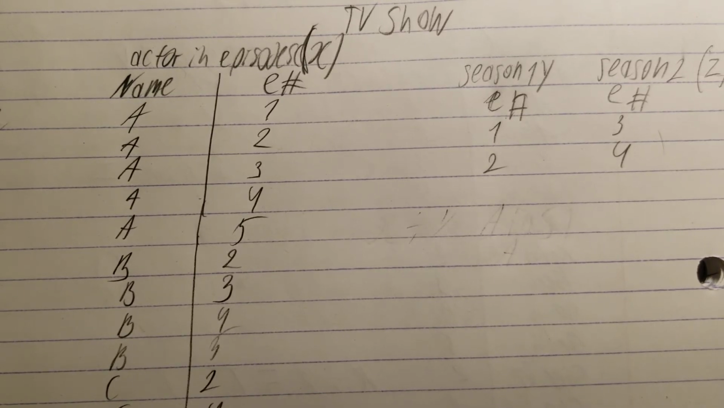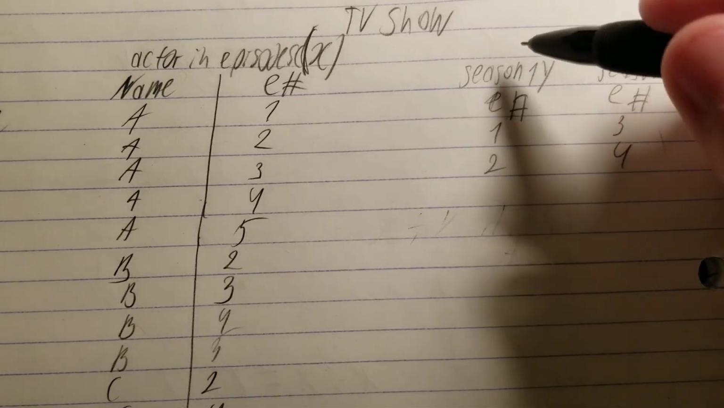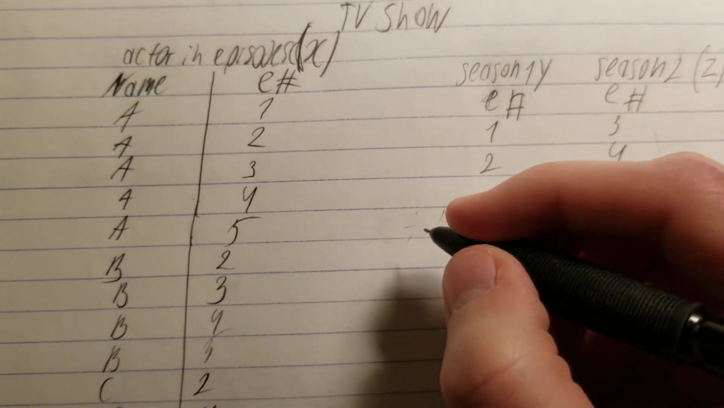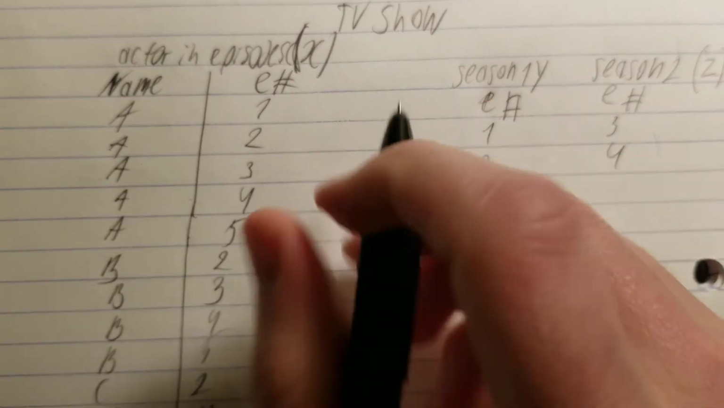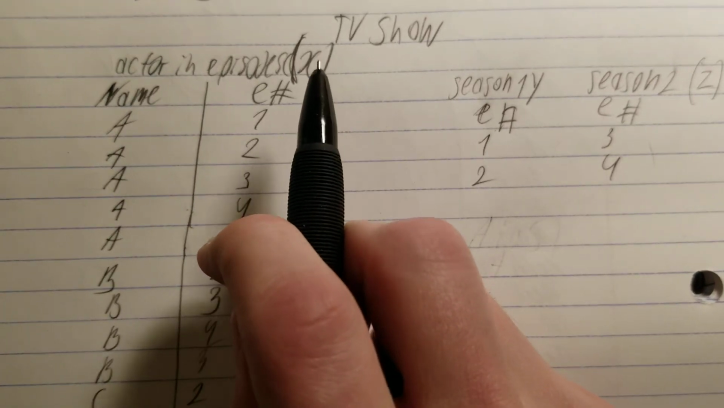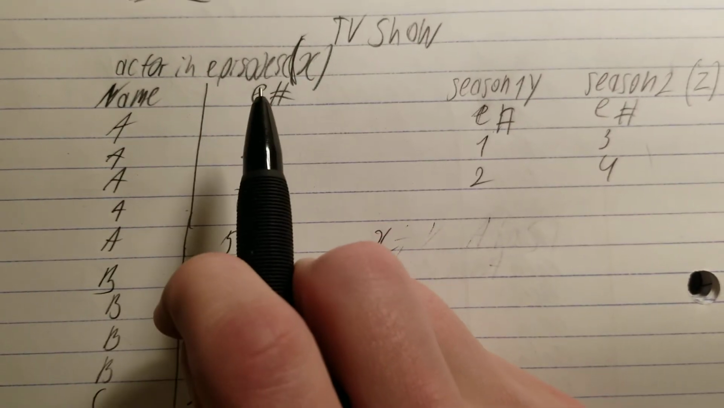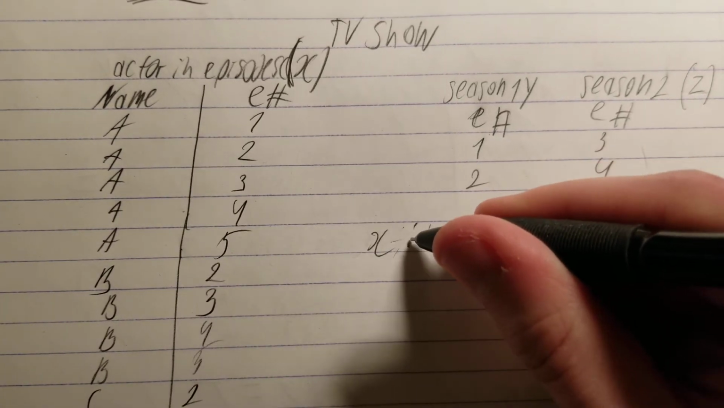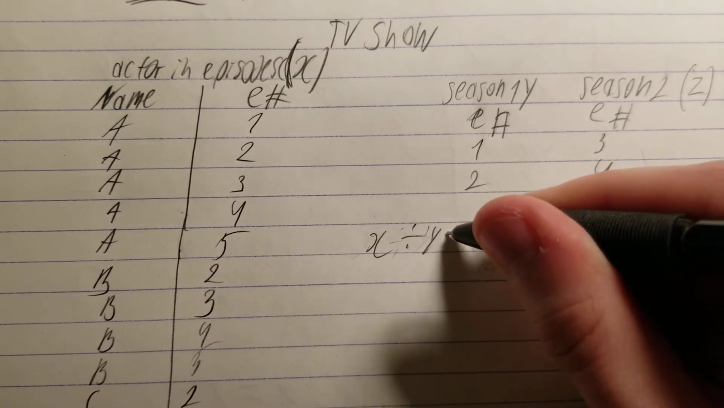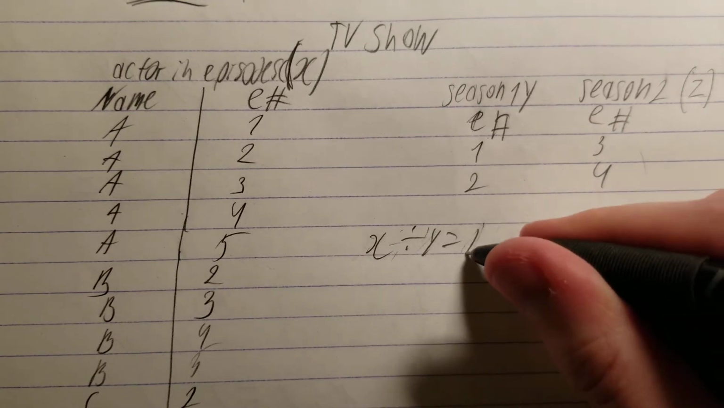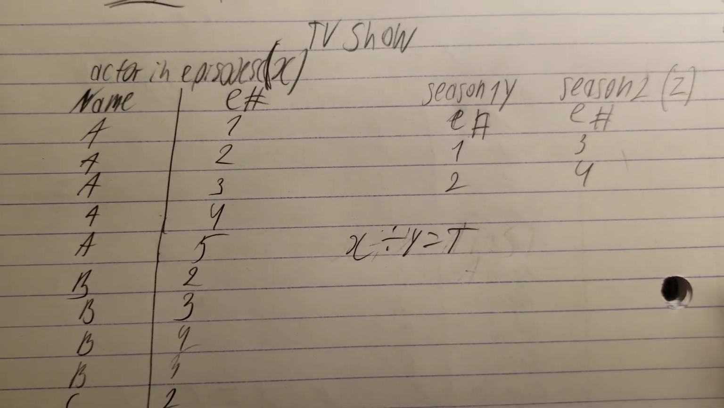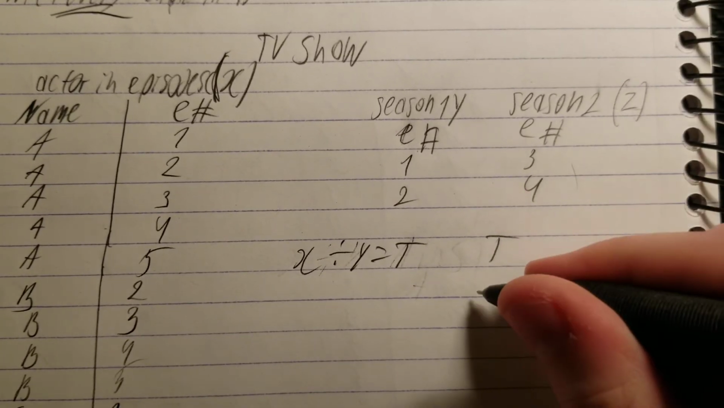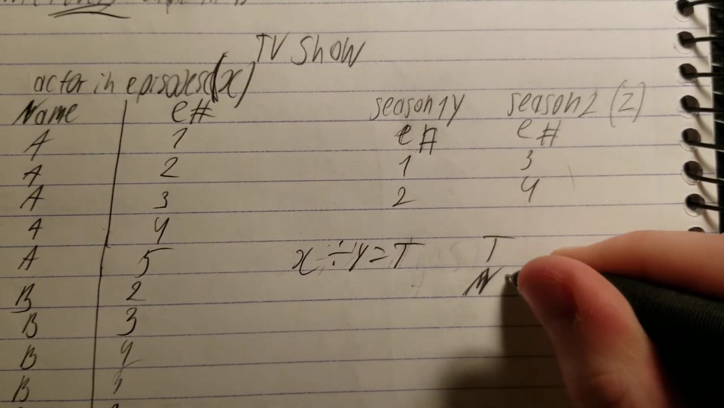Now say we want all actors who were in every single episode of season 1. So what we do is X, this table is denoted by X, actors in episodes. Season 1 is denoted by Y. So X divided by Y equals, let's call this T. Now in table T, what we want is names.